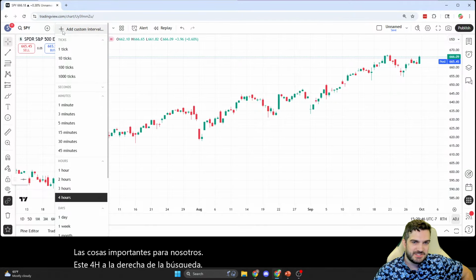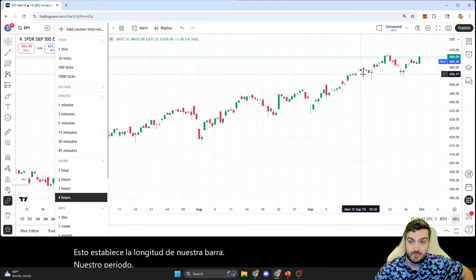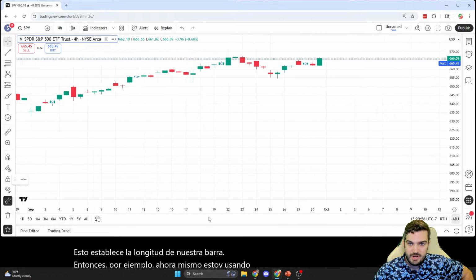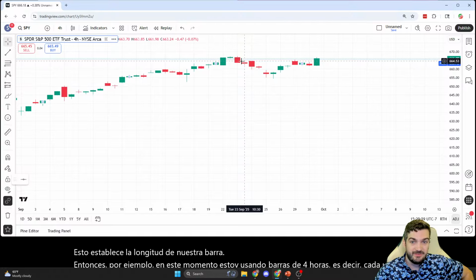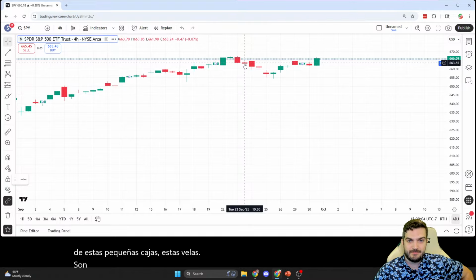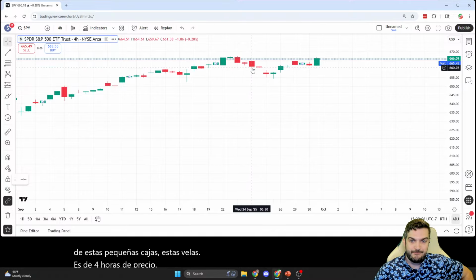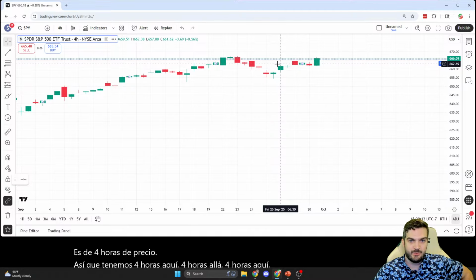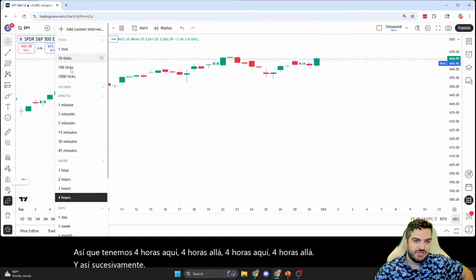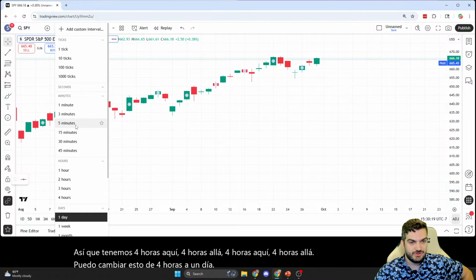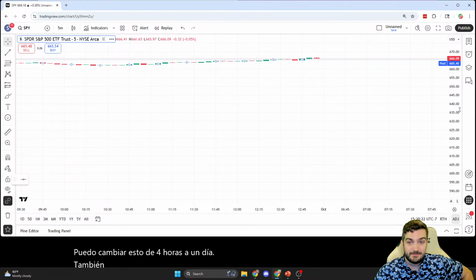This sets our bar length, our period. So for example, right now I'm using 4-hour bars, meaning every one of these little boxes, these candles, is 4 hours of price. So we have 4 hours here, 4 hours there, 4 hours here, 4 hours there, and so on. I can change this from 4 hours to 1 day. I can also change this to 5 minutes.